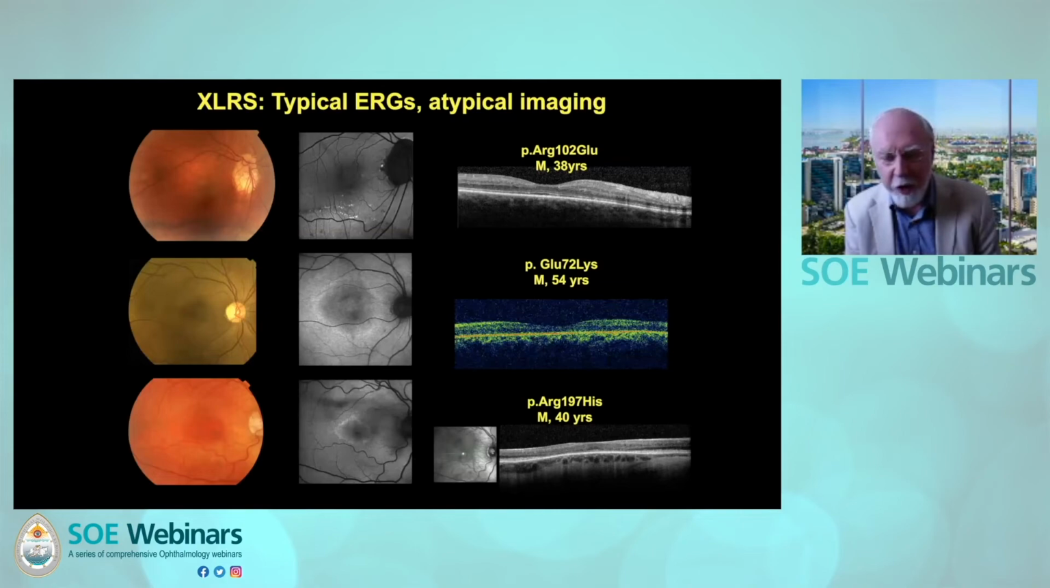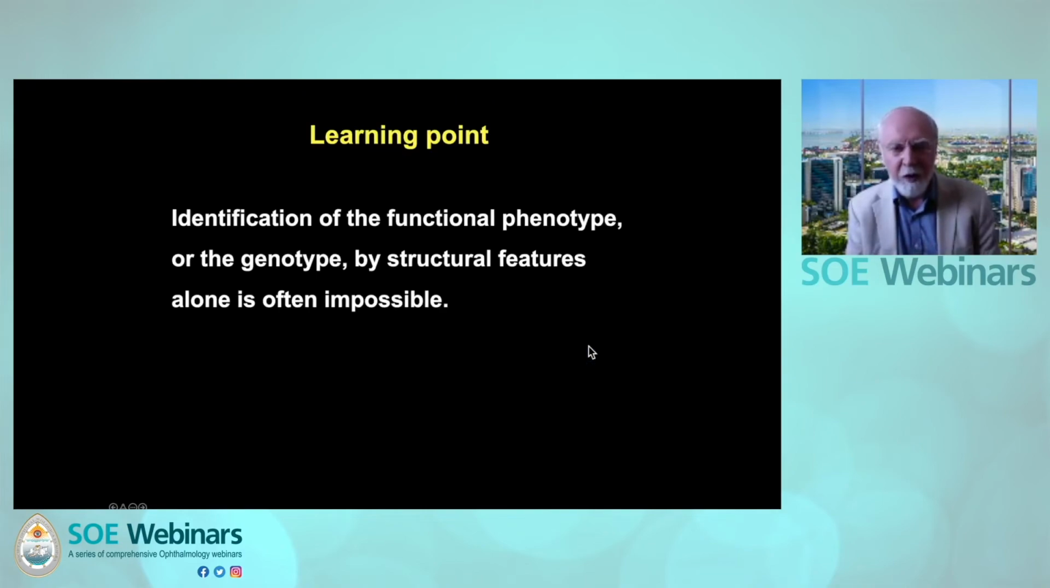These 3 patients all have molecularly confirmed schisis, typical ERGs, and totally atypical imaging, both the autofluorescence and the OCTs. So identification of the functional phenotype or the genotype by structural features alone may be impossible.